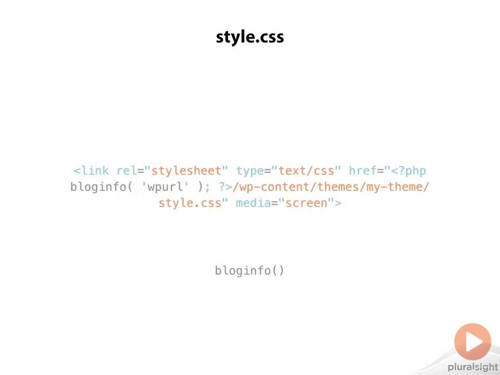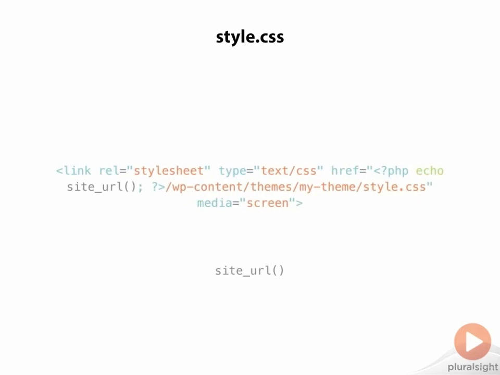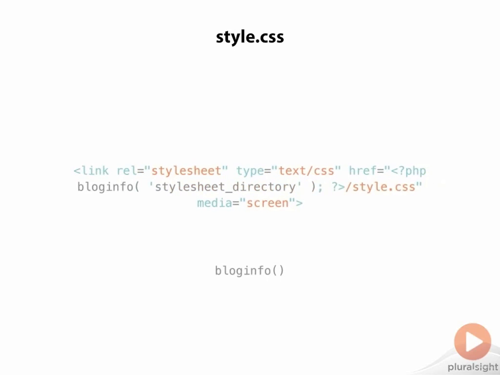But getBlogInfo wpurl will break on multi-site installations that are using paths instead of subdirectories. You could use site_url, which will return the path based on the current site, but this will still break on multi-site, so let's move on. Another option is getBlogInfo stylesheet_directory. This will return the theme directory, which is the directory of the current theme's style sheet.